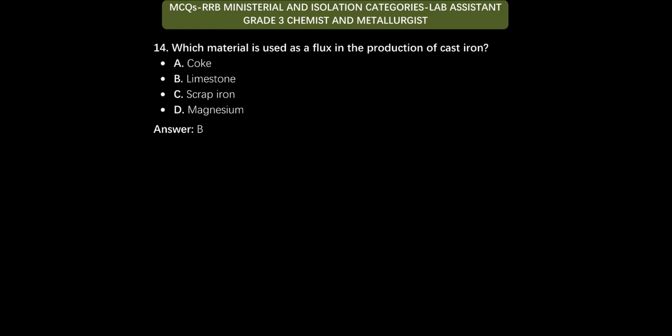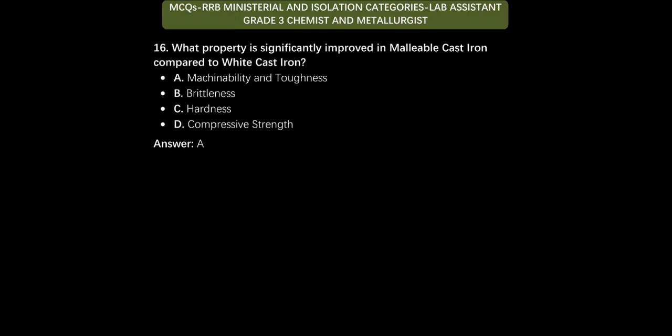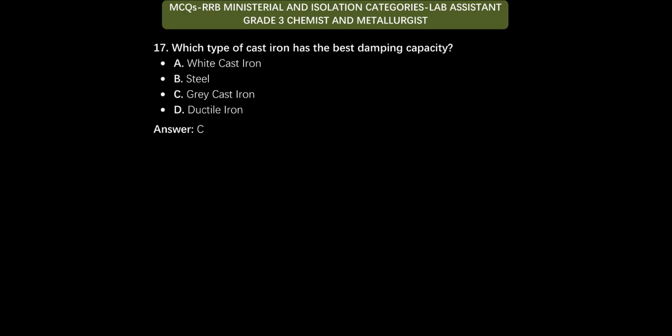Which material is used as a flux in the production of cast iron? Option B, limestone. Ductile cast iron is also known as option C, nodular cast iron. What property is significantly improved in malleable cast iron compared to white cast iron? Option A, machinability and toughness. Which type of cast iron has the best damping capacity? Option C, grey cast iron.